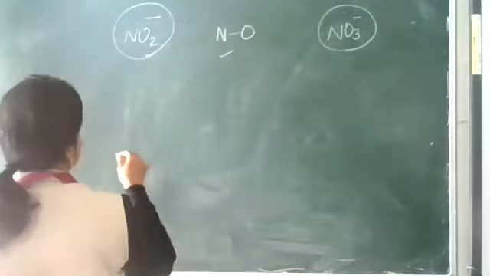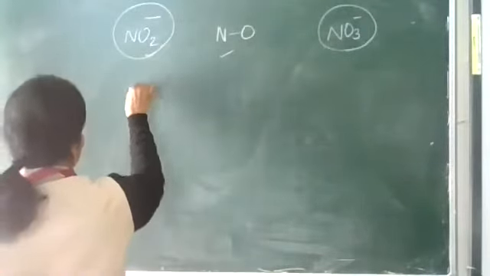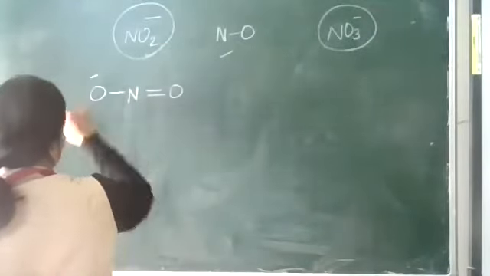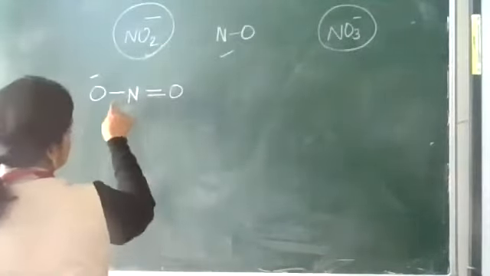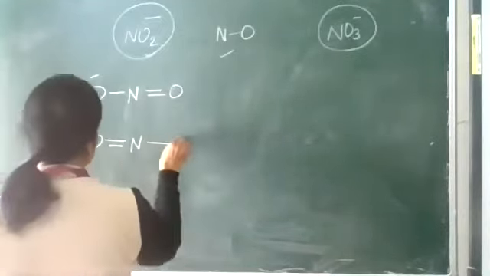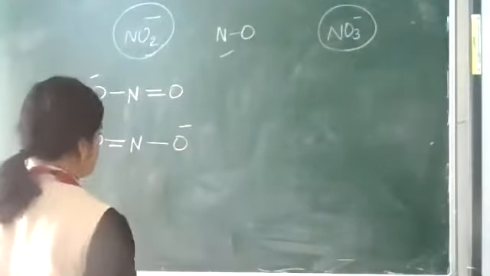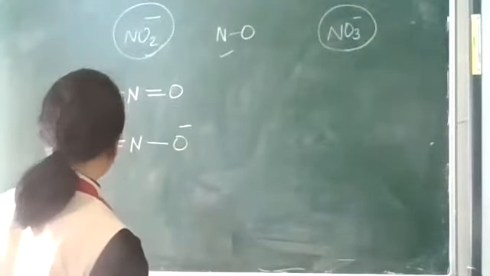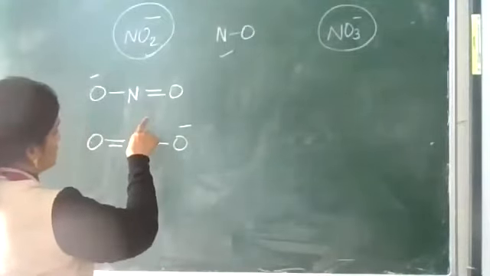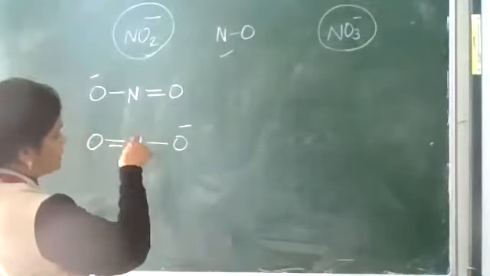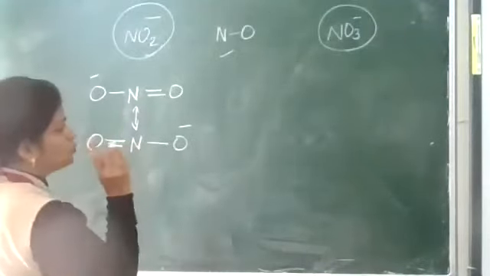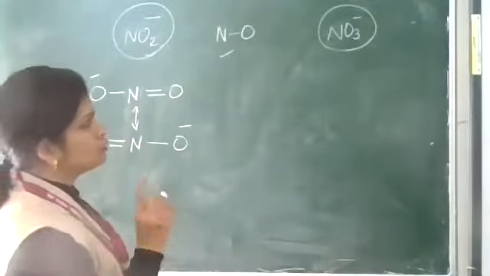Now, in NO2 minus, this double bond is resonating between this and this, means between two bonds. The double bond is resonating between two bonds.